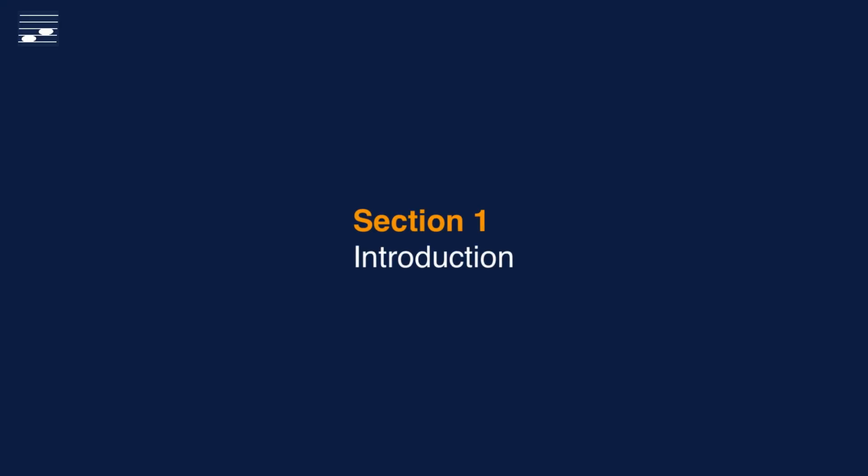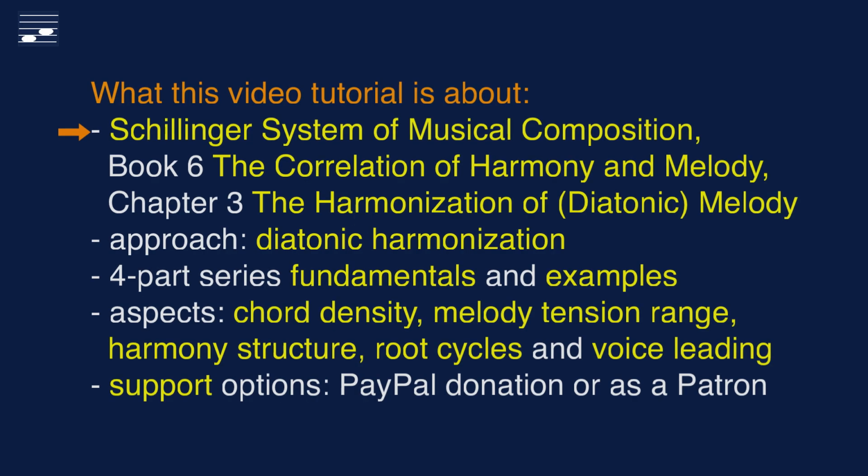In this series, we are applying techniques from the Schillinger System of Musical Composition Book 6, which is about the correlation of harmony and melody. It covers melody creation from a given harmony and the reverse process, that is, the harmonization of melody, which is covered in Chapter 3. Throughout the series, we start from a given diatonic melody, and in this episode, the focus is on a diatonic harmonization. I'll discuss the fundamentals and show examples in various musical styles.